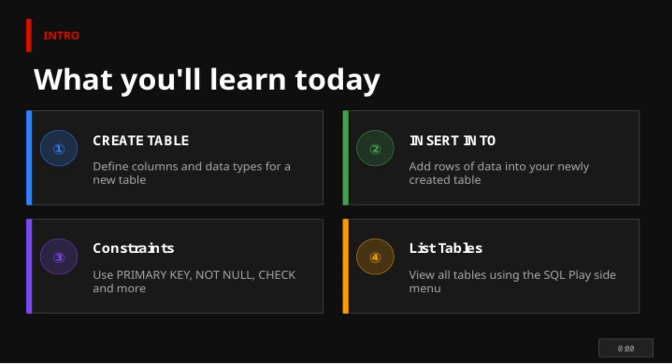Today, we'll start by exploring how to view all tables using the SQL Play side menu, which helps us easily navigate and manage our database. Next, we'll look at listing tables, so you can see what data structures are available. Then, we'll delve into the importance of constraints, such as primary key, not null, and check, which help ensure the integrity and validity of our data.